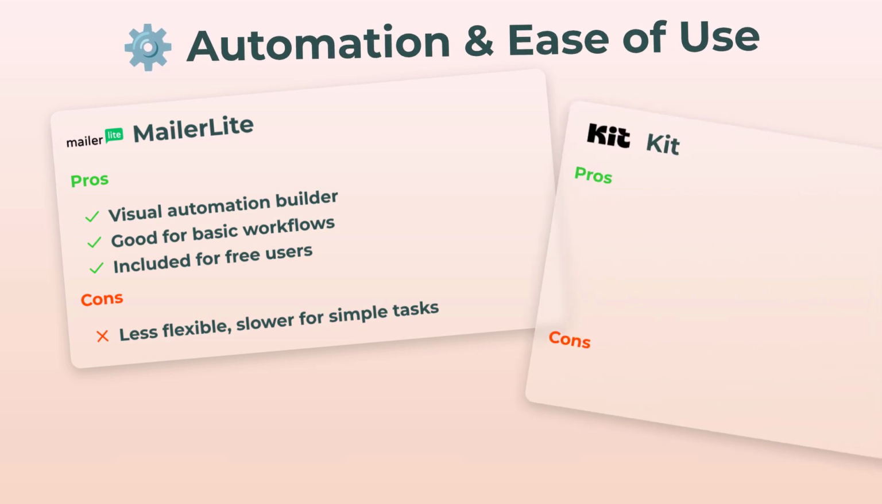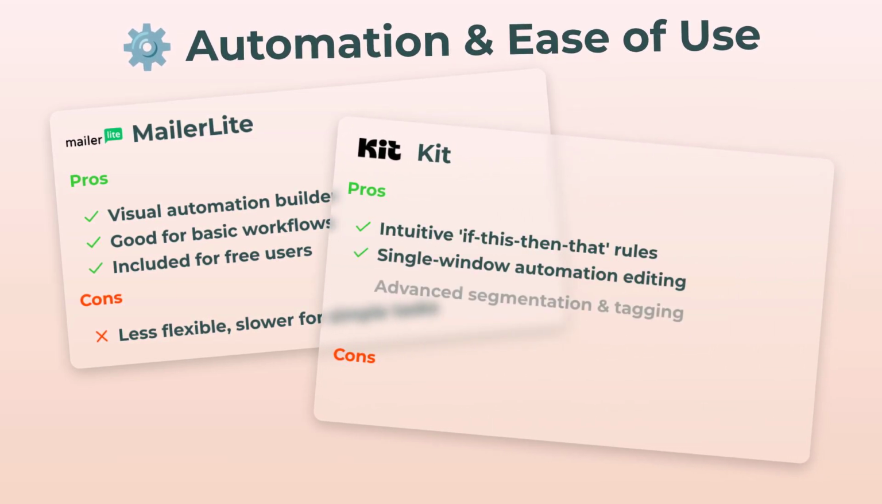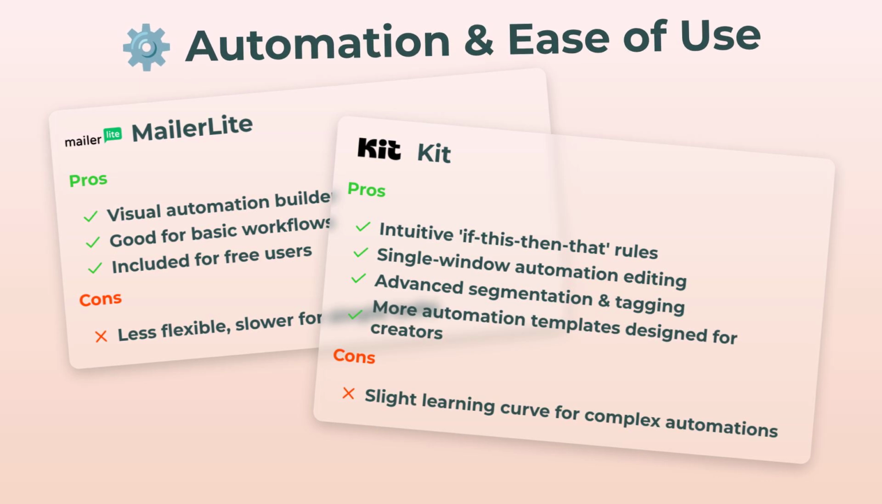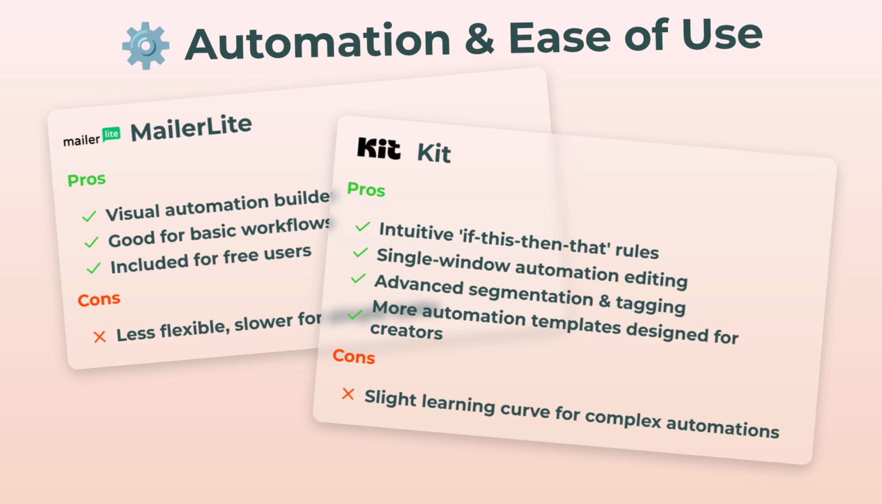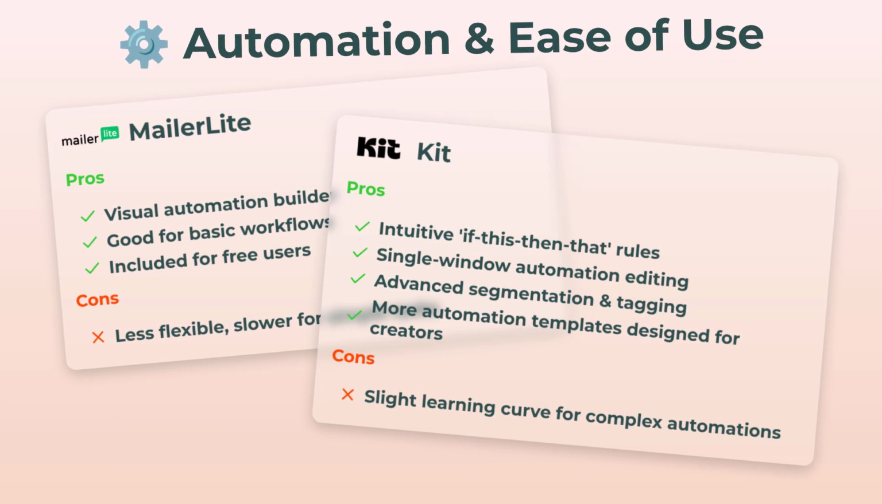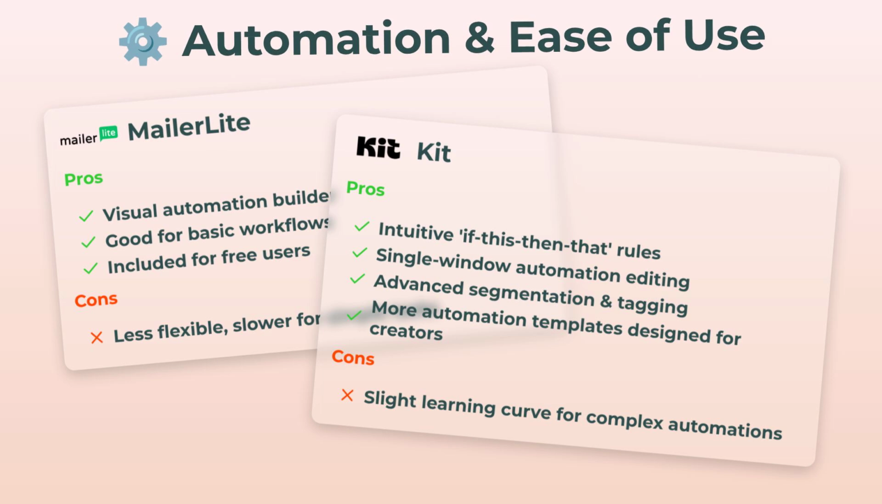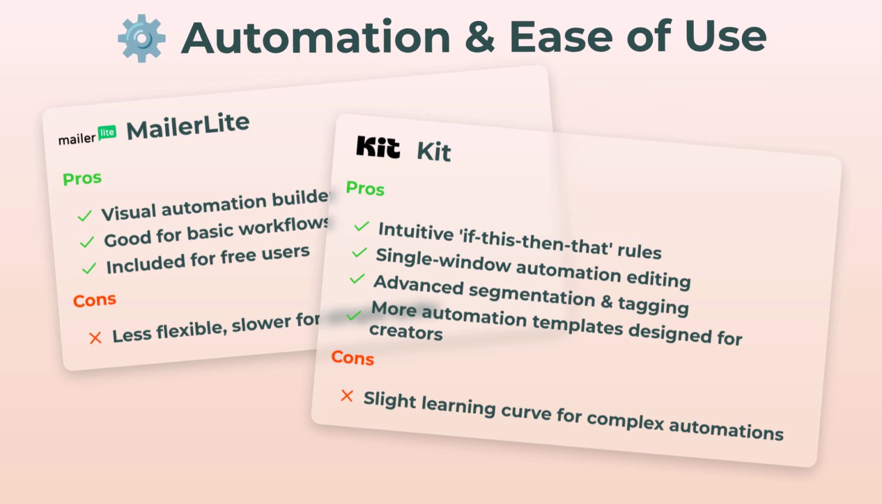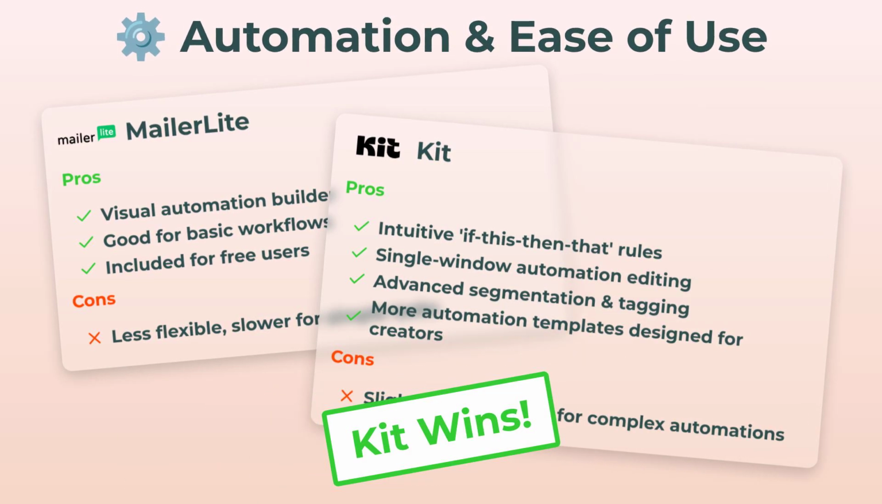Now, Kit? Oh, this is slick. Think if this then that rules in a single, clean window. Plus, you get advanced segmentation, tagging, and a whole library of templates made for creators. It's super powerful, maybe a tiny bit intimidating at first if you're new to this level of automation, but once you get the hang of it, it's hard to go back. For this one, I gotta give it to Kit.